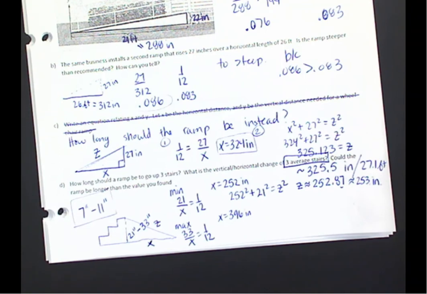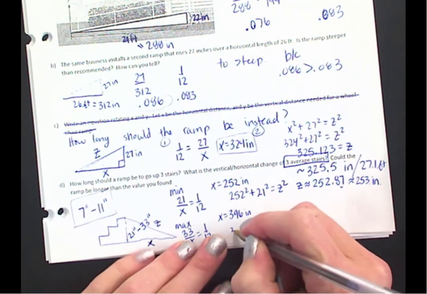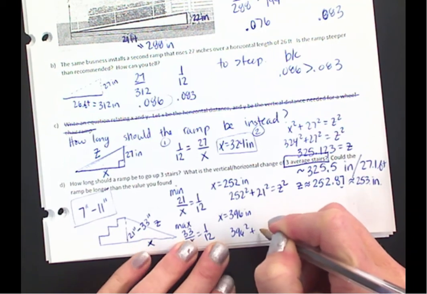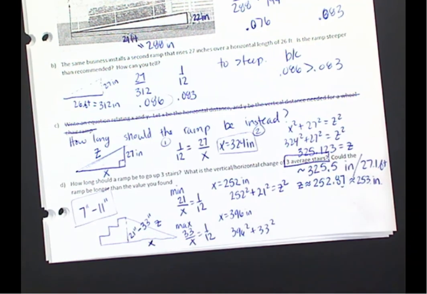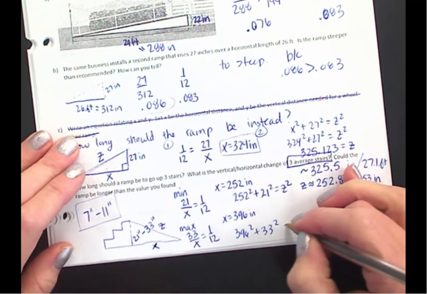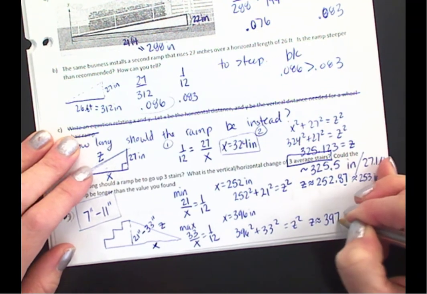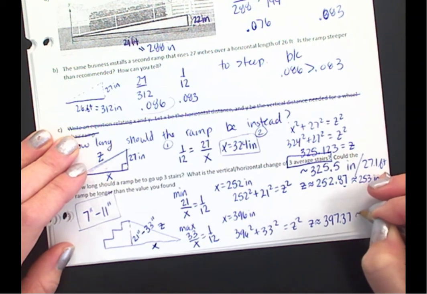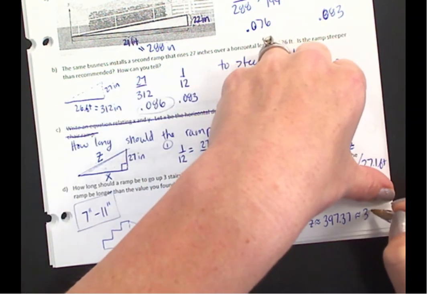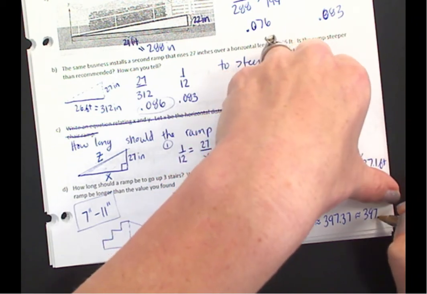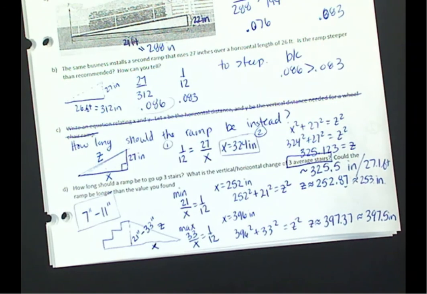Okay, so 396 squared plus 33 squared equals z squared. So z is approximately 397.5 or 398. This one is also the same, just barely longer. But you should still show the work. Even if you're going to round your answer, show the unrounded answer and then box whatever answer you're going to use.